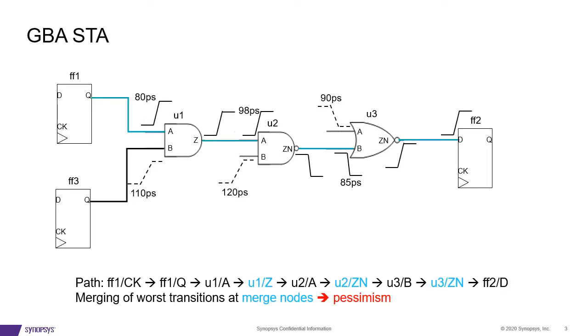A very quick introduction to graph-based static timing analysis. Let's say the path under consideration is highlighted in blue. In GBA STA, the merge nodes, which are U1Z, U2ZN, and U3ZN, propagate the worst slew at the input pins. So the worst slew at each of the input pins gets propagated, and at the endpoint, which is FF1, FF2D, we get a transition of 71 picoseconds.